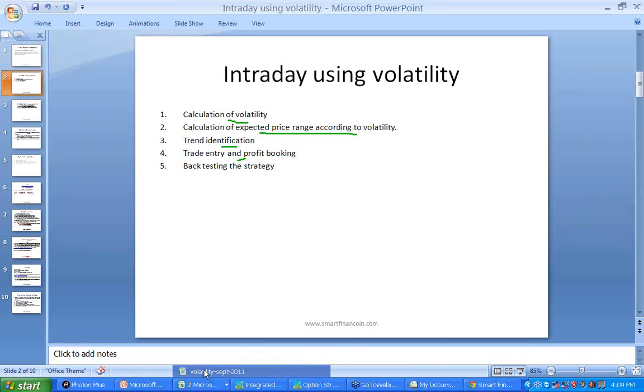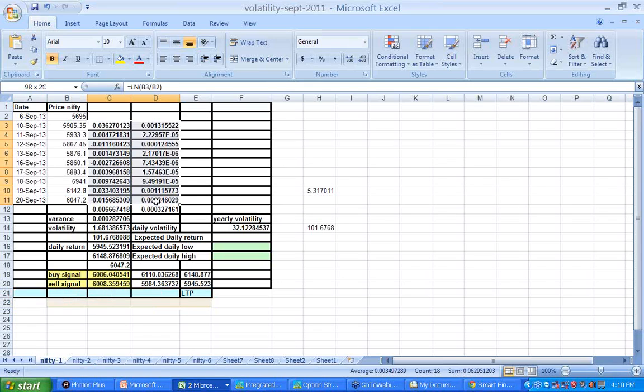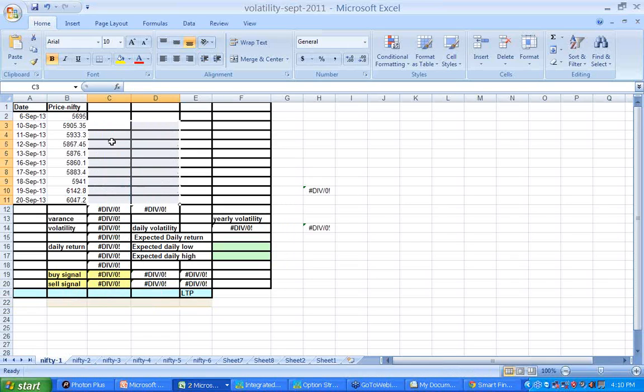This technique is quite mathematical. If you have any allergy towards mathematical concepts, then I can't help you. But this is the only technique which can give you a precise method to do intraday trade. What I have done here is take the last 10 days of data, last traded price till 20th September. 21st is Saturday, 22nd is Sunday, and 23rd we will be calculating the levels for.